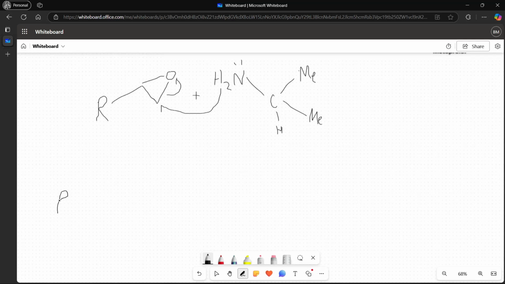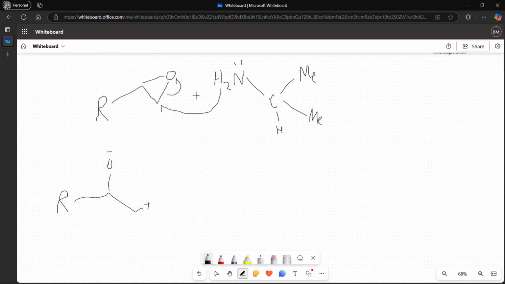So you have your R, and then you have an O minus here, okay? Because this one is already freed, and since this one is already broken and detached from your oxygen here, it's going to create a positive carbocation. Now we're going to look at the rest of the molecule of this one, okay?